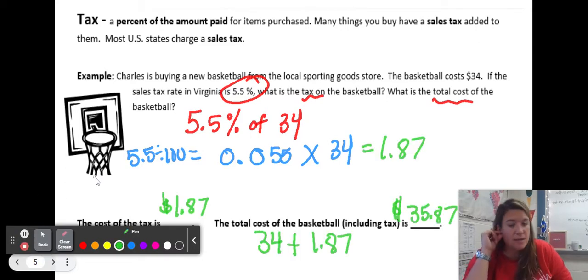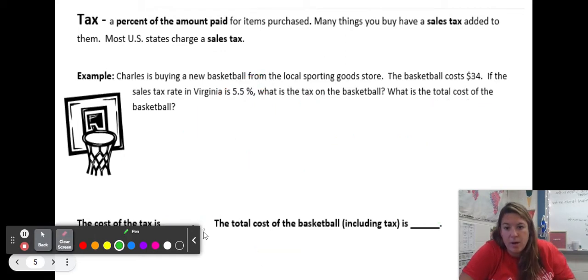All right, how'd you do, guys? The tax should be $1.87, and the total cost is adding that to the $34 to get $35.87. All right, let's look at markup.